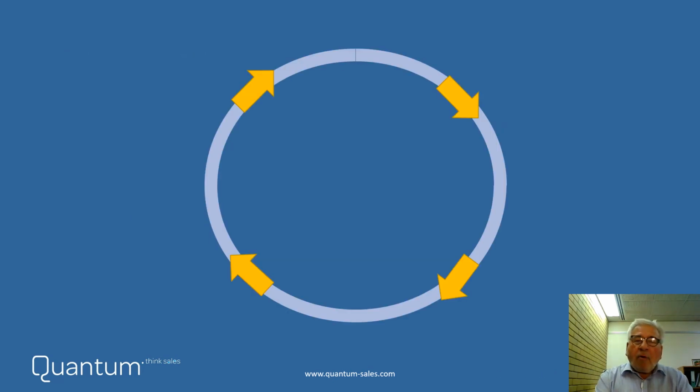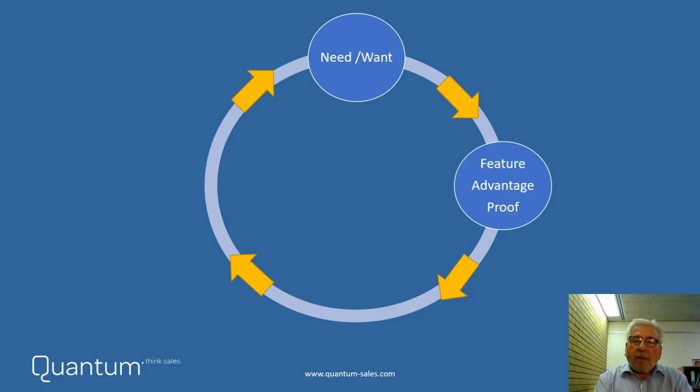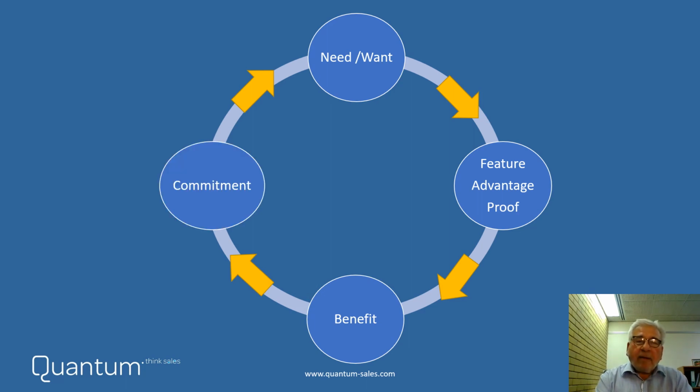Putting that in a more graphical manner, it is a cycle. If we've got 4 areas of needs and wants, we're going around 4 times. We go over the need and want. We explain the feature, advantage, and proof. We quantify the benefit. Then we check in: how does that sound? And that's it. That's what we need to do.